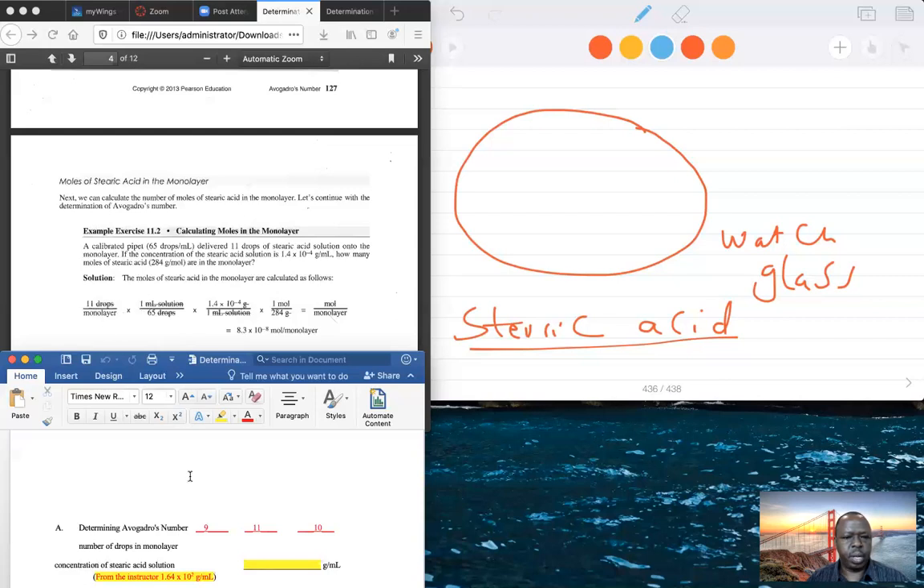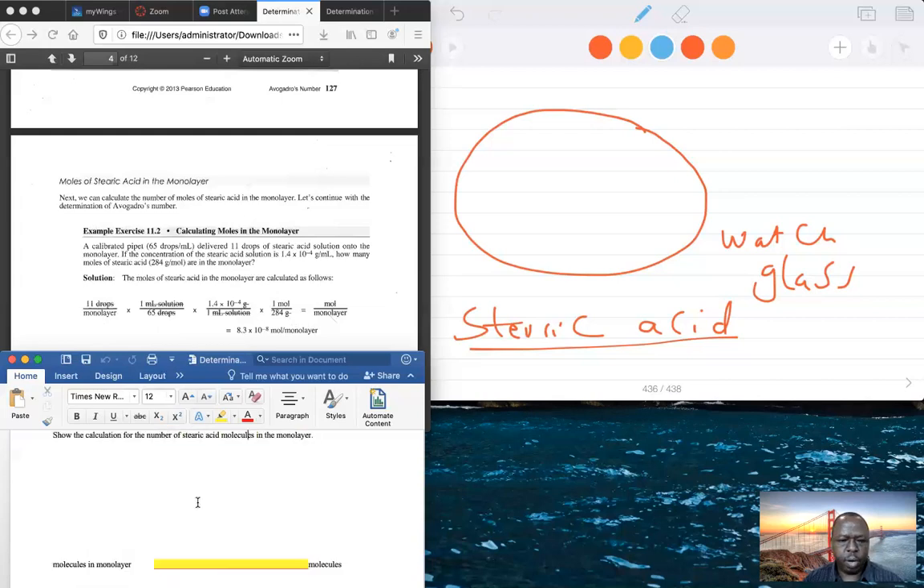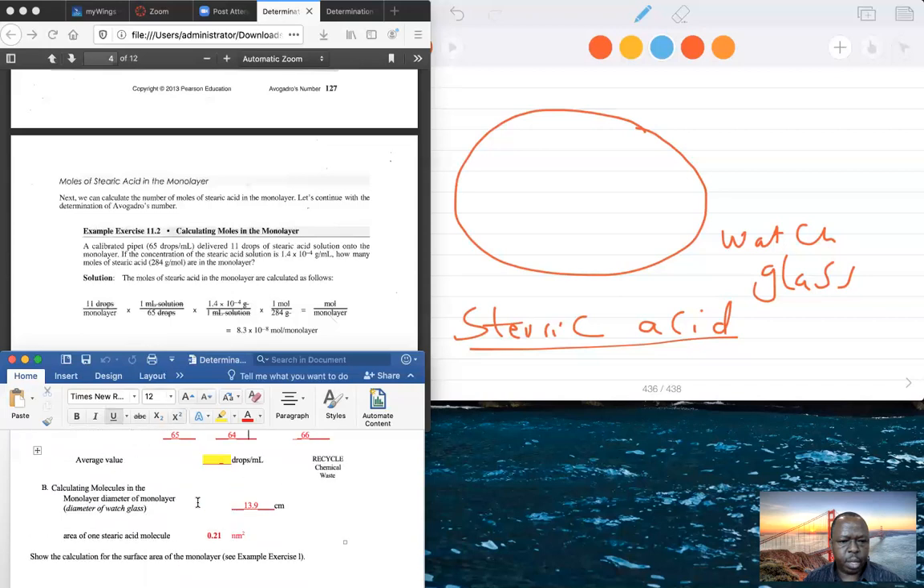If it took 9 drops to form a monolayer, how many molecules per monolayer? The drops here are from the calibration. This is from this value here. You're going to find the average right here. Once you find the average drops, you're going to use that. How many drops per ml? It is your second conversion factor.